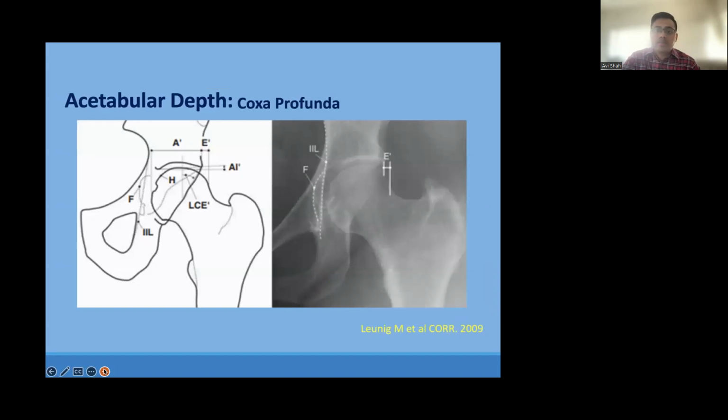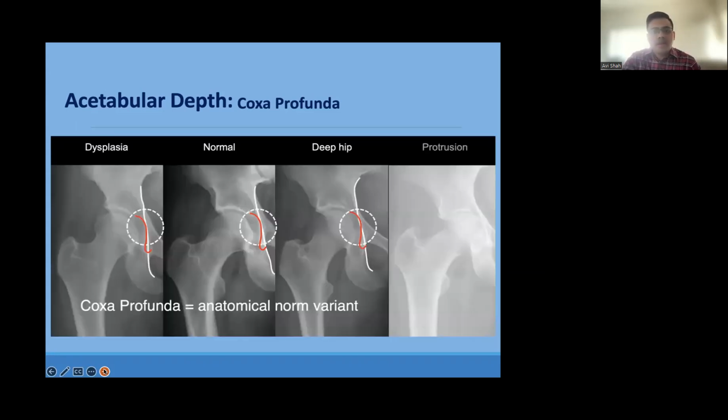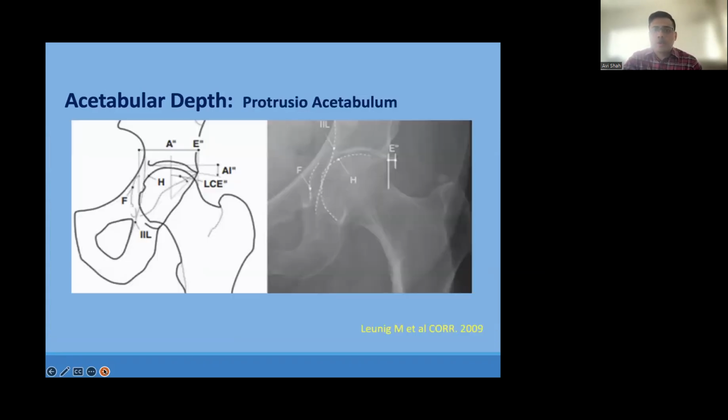The acetabular depth is really important. So the hip joint normally is lateral to the ischial line. If our hip joint is just crossing this line, that means it is a coxa profunda type hip, which tells us that the hip is a little bit deep. Coxa profunda can also be a normal variant, but we need to look out for this. Here you will see the joint line or your teardrop is either on the line or has just crossed the line. Similarly, protrusio shows our hip is very deep.